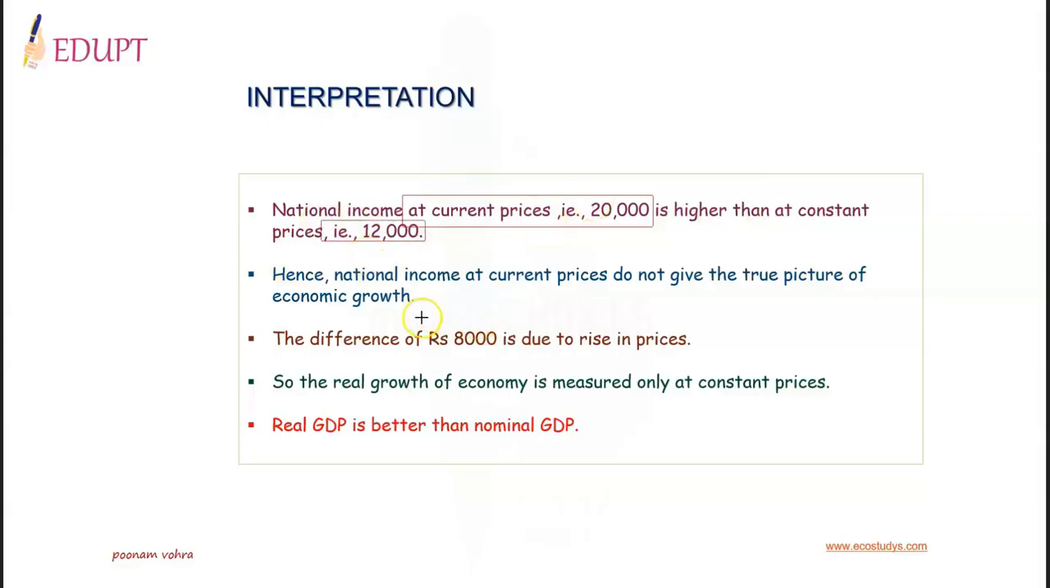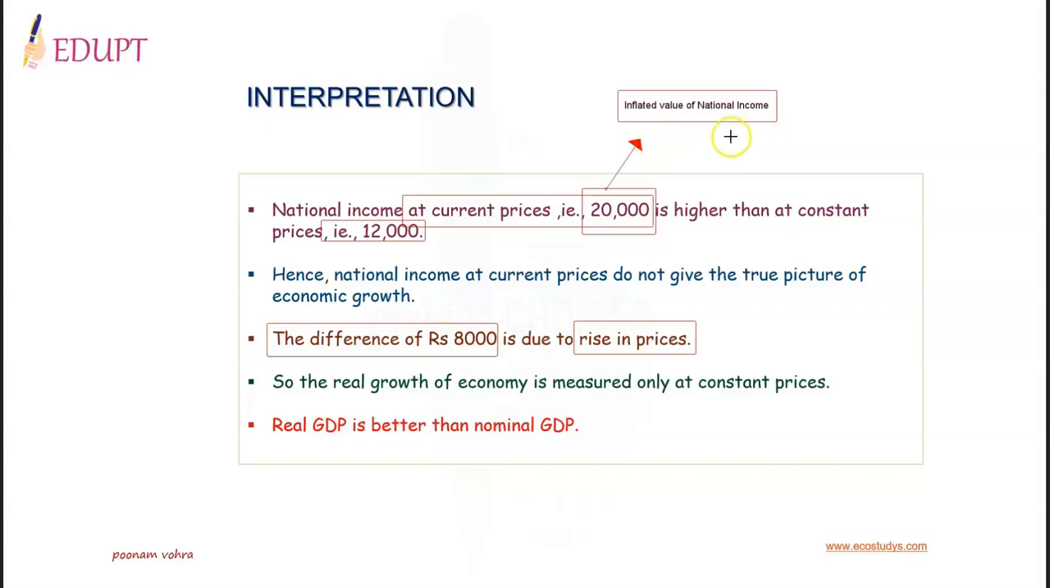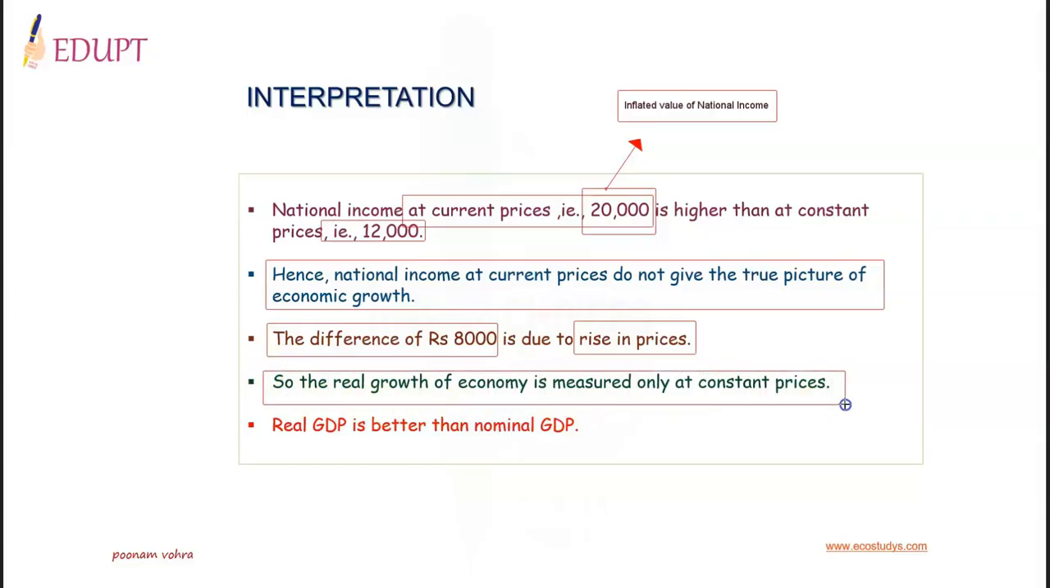So there is a gap of 8,000, and this difference is mainly due to rise in prices and not due to increase in the quantity produced. So the value of 20,000 is the inflated value of national income. One can say that national income at current prices does not give the true picture of economic growth. So real growth of the economy is measured only at constant prices. Hence, real GDP is better than the nominal GDP.